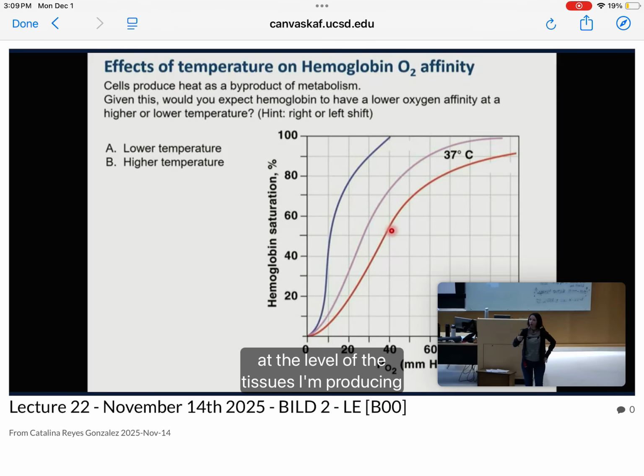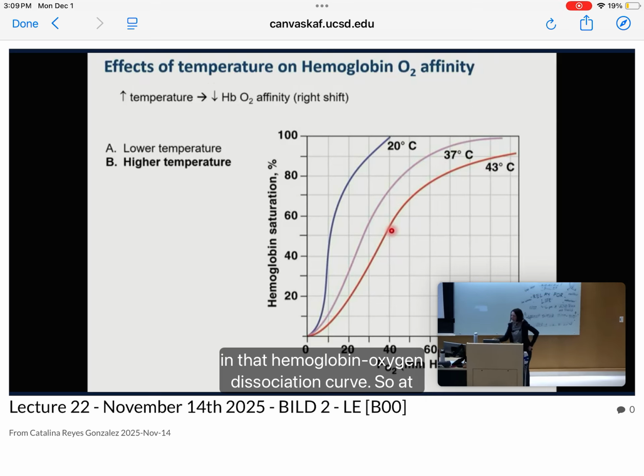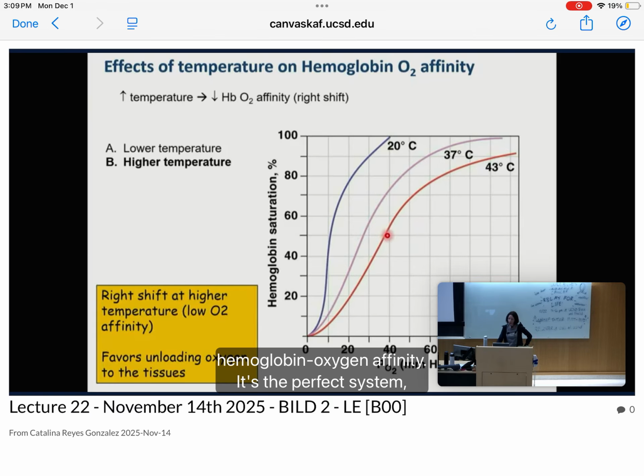At the level of the tissues, I'm producing metabolic heat. Do you think that metabolic heat is more likely then to decrease or increase the hemoglobin oxygen affinity? Decrease, right? High temperature is going to cause a right shift in that hemoglobin oxygen dissociation curve. So at the level of the tissues, I'm producing metabolic heat that's going to warm up the blood a little bit, and that causes a right shift, which further decreases the hemoglobin oxygen affinity.